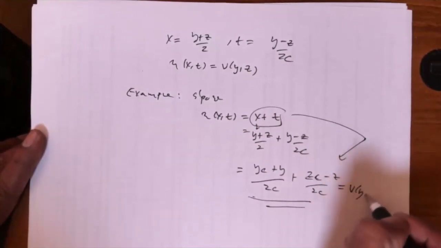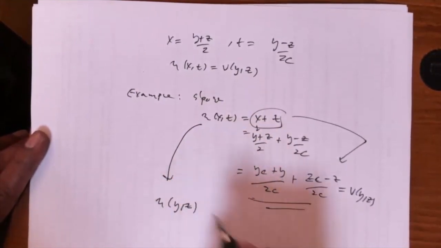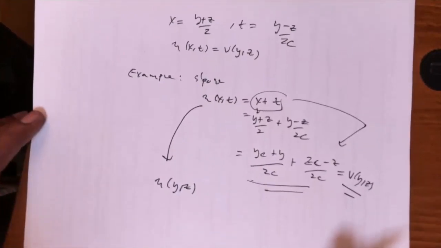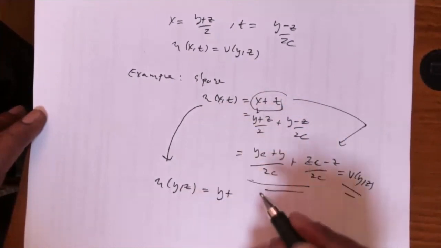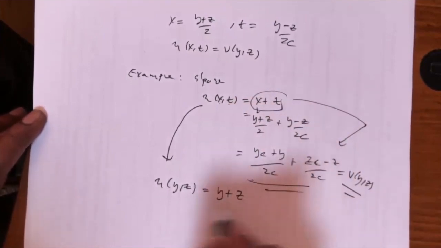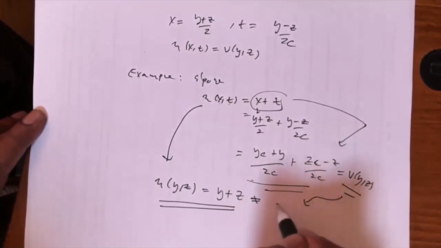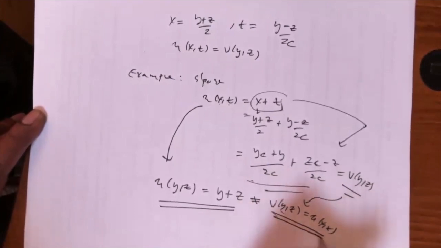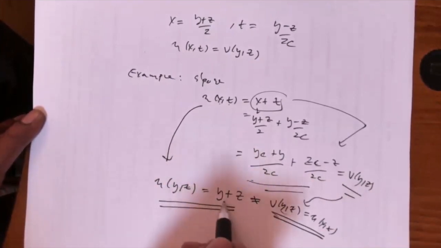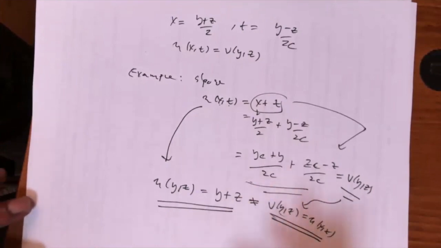This is what I would call v of y,z, because it's a new function. If I wrote u of y,z instead of v of y,z, according to the formula, I'm just replacing x with y and t with z. So u of y,z is y plus z. That's obviously not the same as this function v of y,z, which is equal to u of x,t. u of y,z is the same formula as x plus t. We haven't changed the variables. It's not in a new variable system. This is still basically in the old variable system.